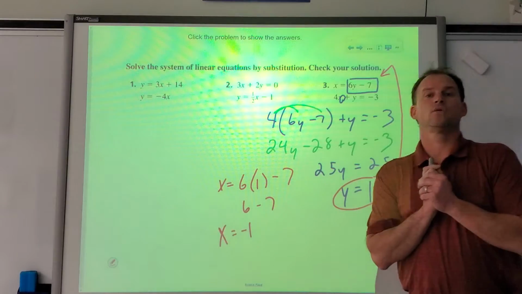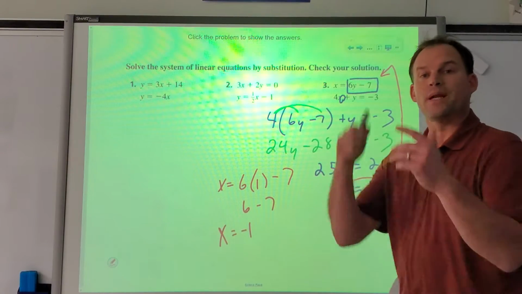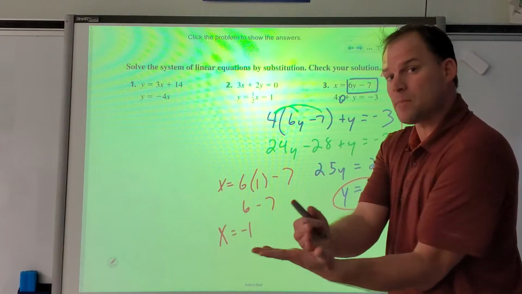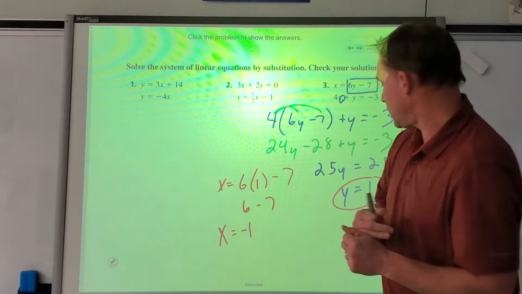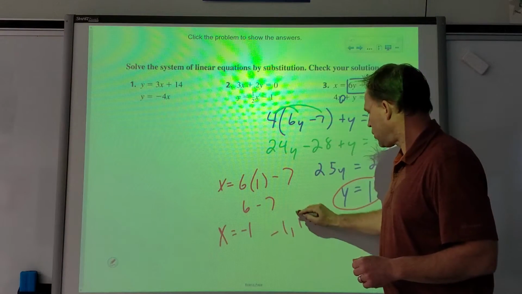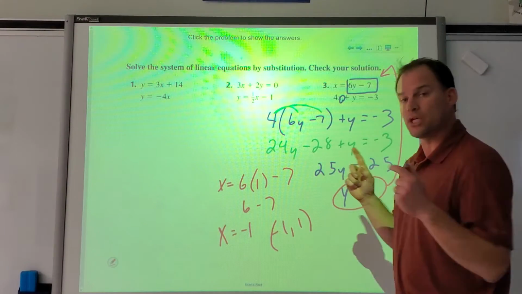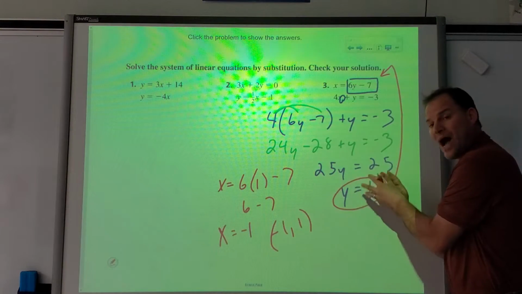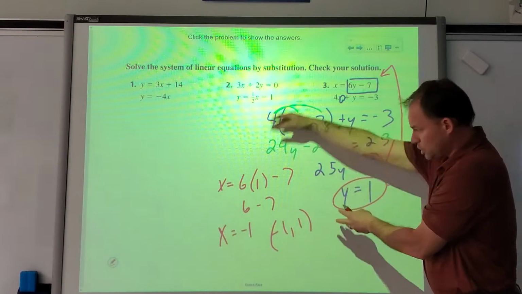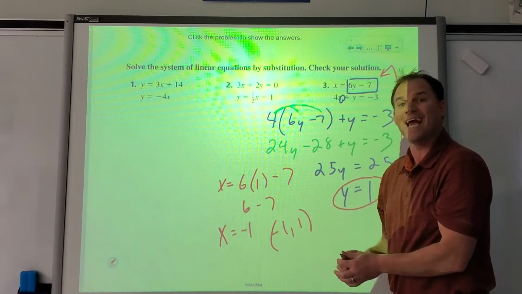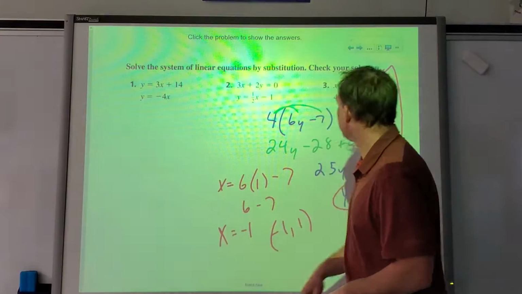The important thing to remember here, your answers are always written x comma y. It doesn't matter which order you get your answers. X is always first, y is always second. That's how you write coordinates. Make sure if you find y first, finish the problem, but you always write the x first in your coordinate. All right.